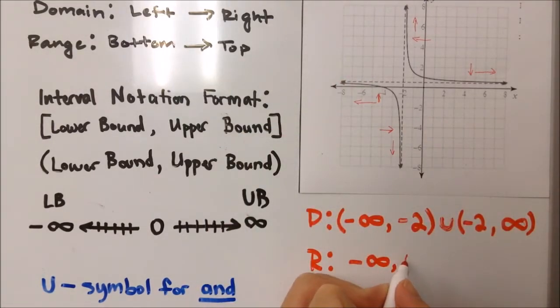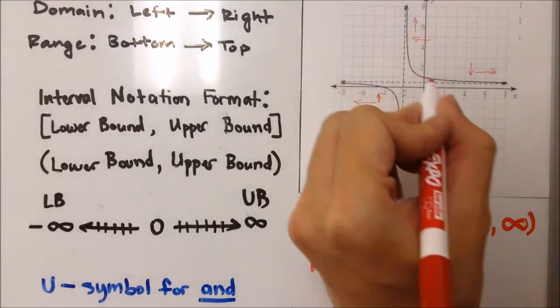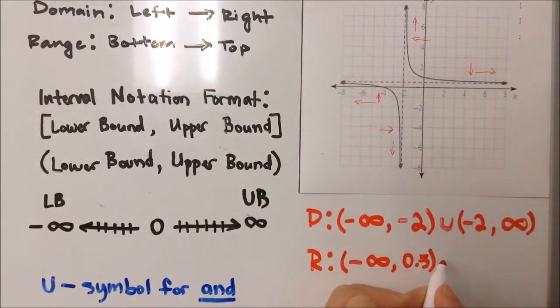So I'm going to use 0.5 with parentheses. Then, since we're going to do another range, I'm going to use the symbol for and.